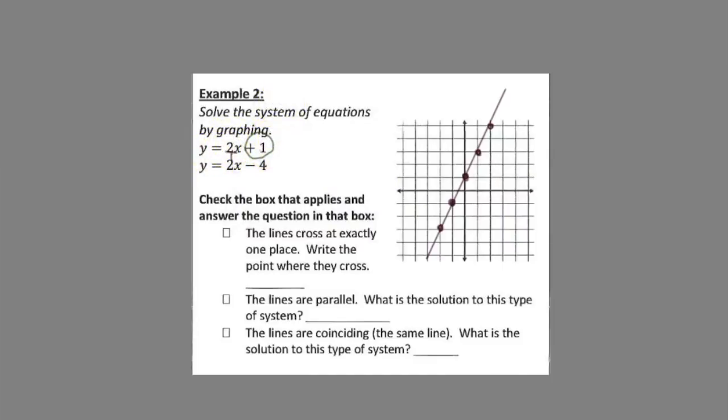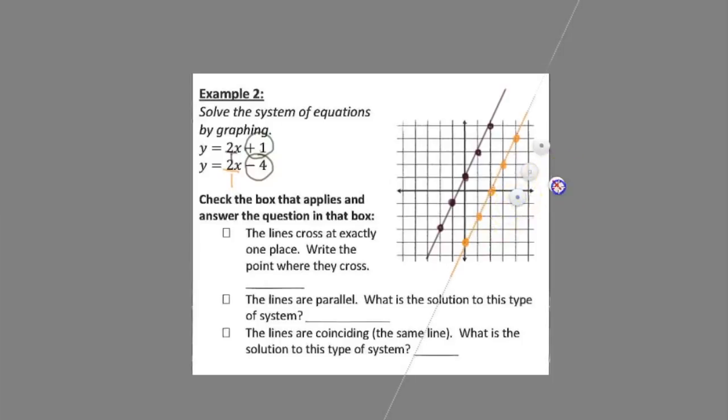All right, let's take a look at the second equation. My starting point would be negative 4. So my first point. What does my slope tell me to do? I'm going to rise 2, run 1. So it's positive, so I'm going to go up 2, over to the right 1, up 2, over to the right 1, up 2, over to the right 1, up 2, over to the right 1. So now I can take my ruler and draw my line.